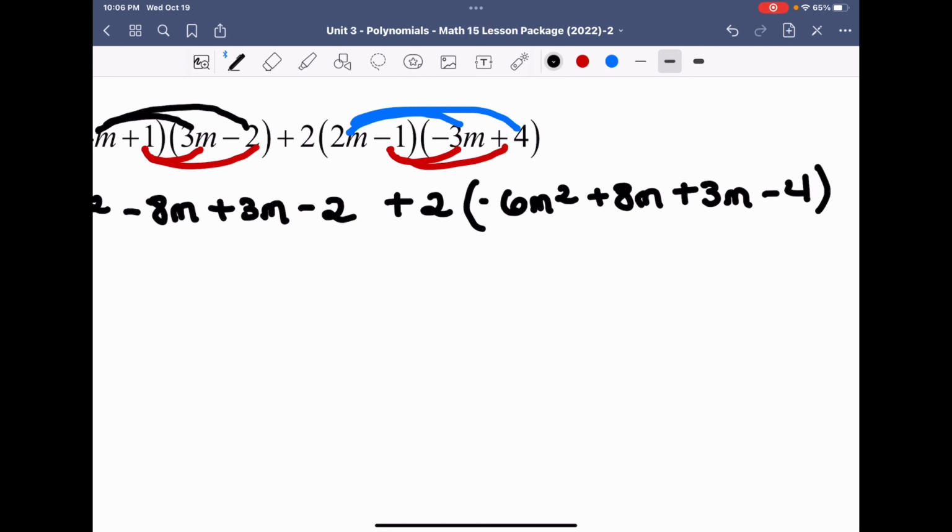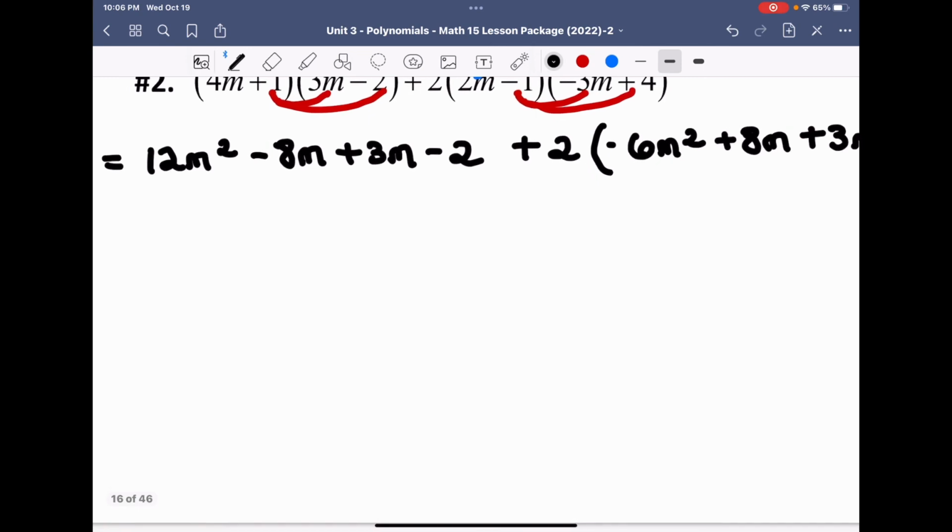Okay, from here, I'm going to distribute this 2 out front. I can't do anything until I've distributed this 2 into the brackets here. Now, what I could have done is distributed the 2 right away into the brackets and then done binomial by binomial, but I wanted to show it to you this way.